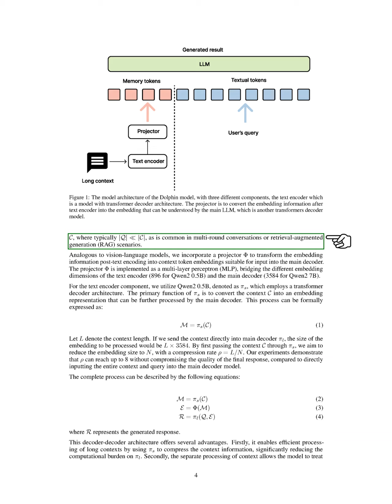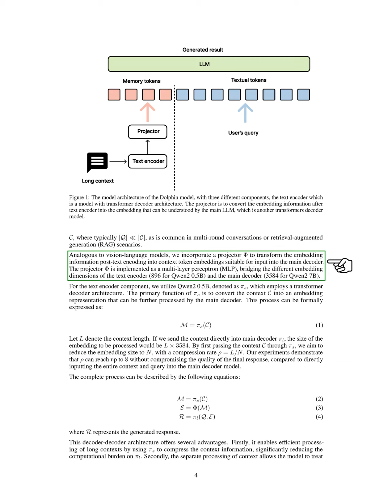During inference, we process the user's query in the context, where the query is typically much shorter than the context, as seen in multi-round conversations or retrieval augmented generation scenarios. Similar to vision language models, we use a projector to convert the embedding information from the text encoding into context token embeddings suitable for the main decoder. This projector is a multi-layer perceptron that connects the different embedding dimensions of the text encoder and the main decoder.